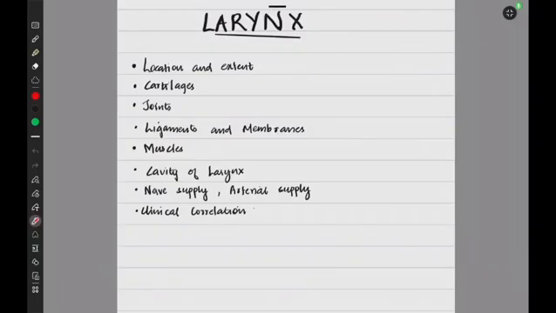Hello guys, today we are going to discuss an important topic in anatomy, that is larynx. We have to discuss the location and extent of larynx, cartilages of larynx, then joints, then ligaments and membranes, then muscles, then cavity of larynx, then nerve supply, arterial supply, and lymphatic drainage, venous drainage, then clinical correlation.